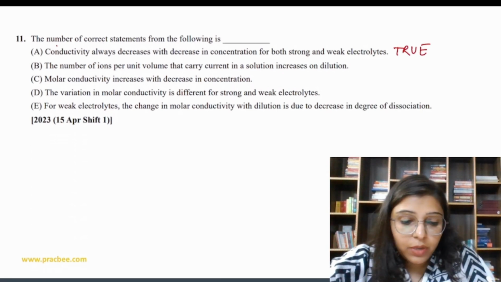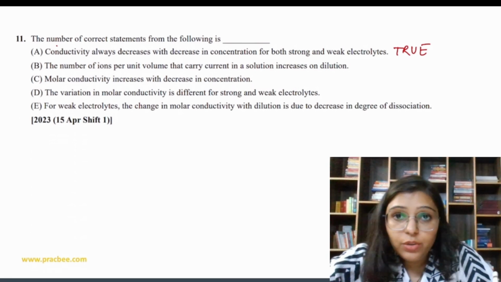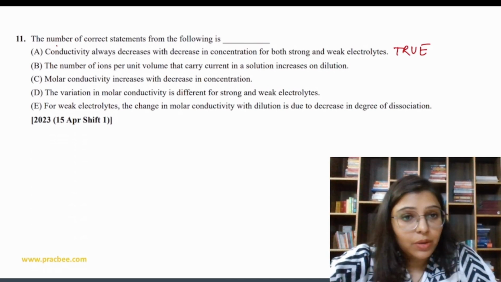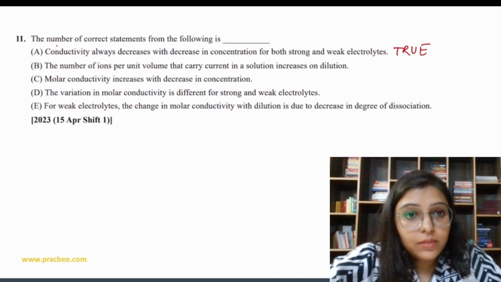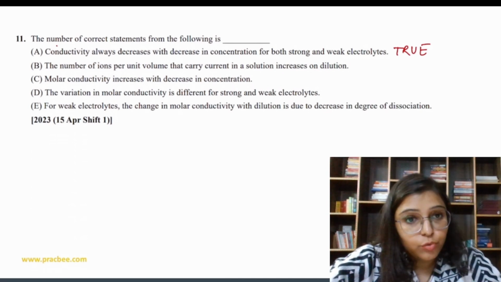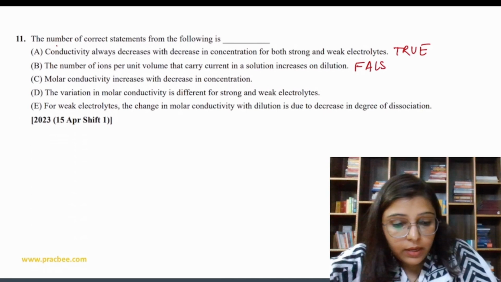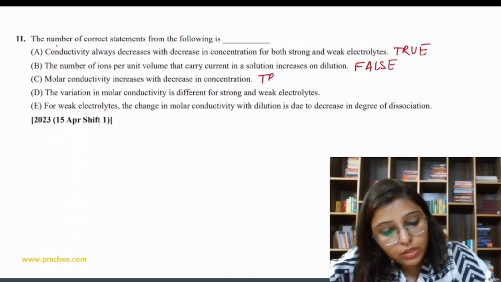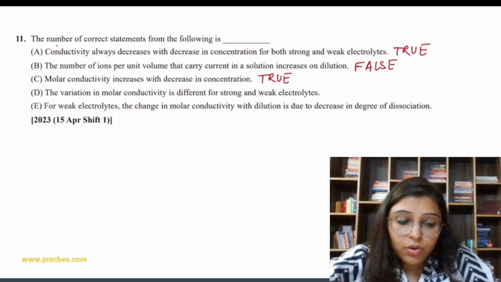The number of ions per unit volume that carry current in a solution increases on dilution. No, the number of ions remains the same. It's just that on dilution the movement is faster. They can easily move from one place to another. So this is false. Next, molar conductivity increases with increase in concentration. This is true. Variation in molar conductivity is different for strong and weak electrolyte.